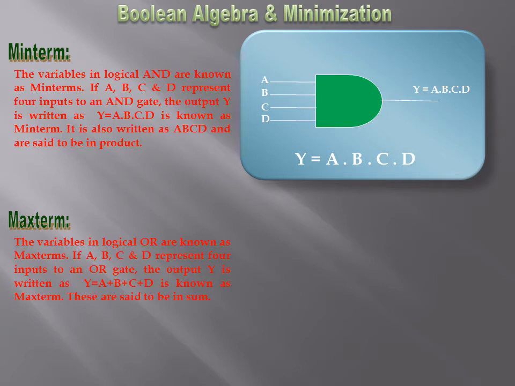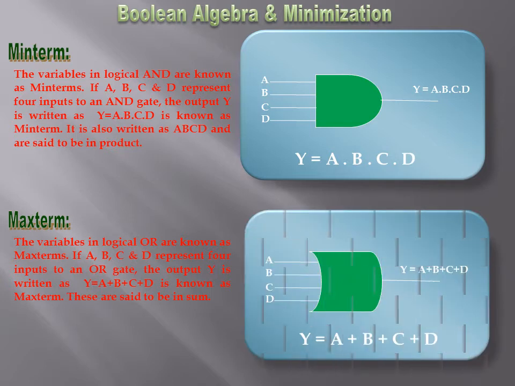Another term is called maxterm. The variables in logic OR are known as maxterms. If A, B, C, D again are the inputs and Y is the output, then Y is equal to OR of A, B, C and D. The maxterms are also known as sum.